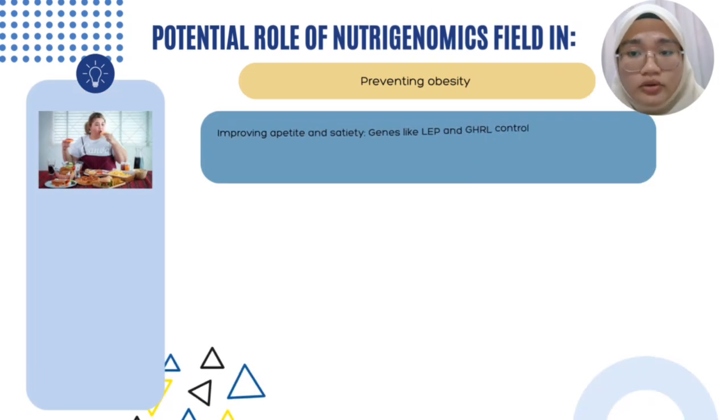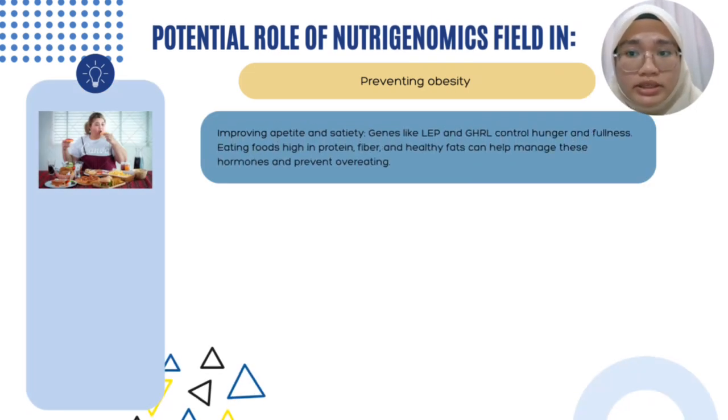In preventing obesity, nutrigenomics can play a role by tailoring dietary recommendations to an individual's genetic profile. For example, first, improving appetite and satiety. Genes like LEP and GHRL control hunger and fullness. Eating foods high in protein, fiber, and healthy fat can help manage these hormones and prevent obesity.